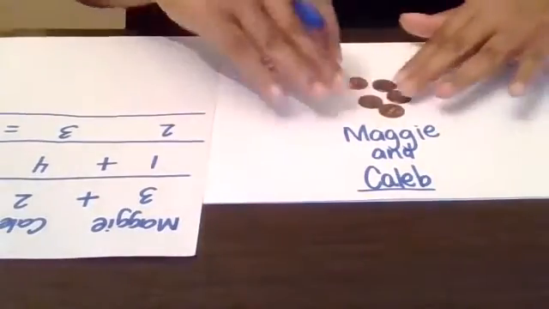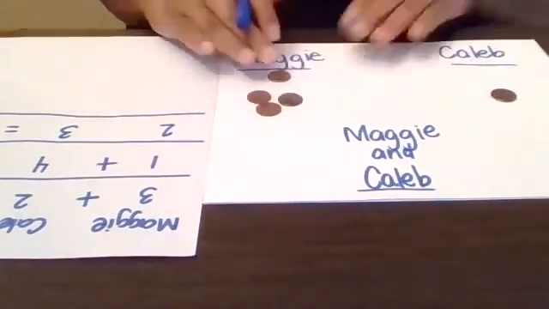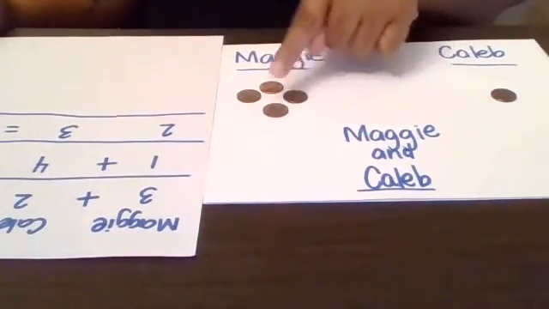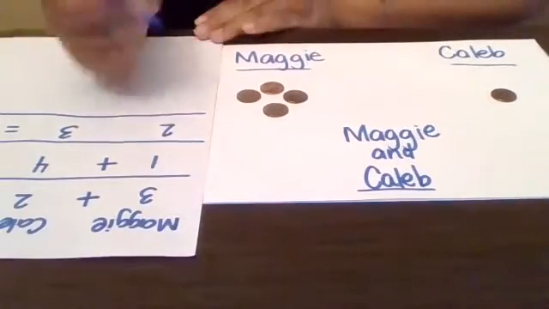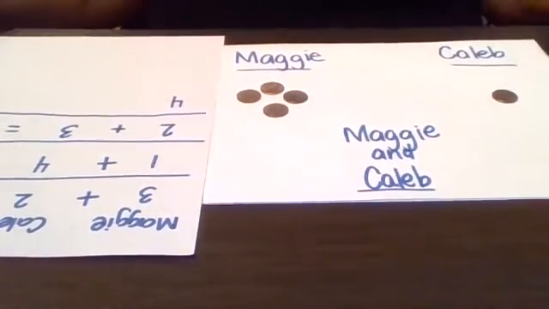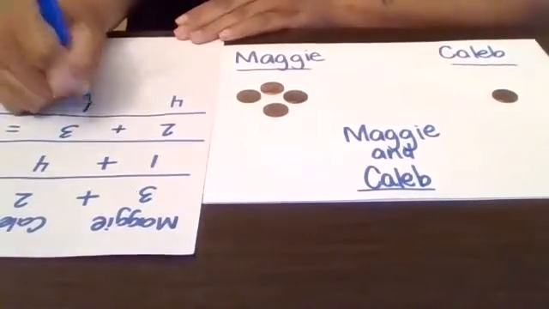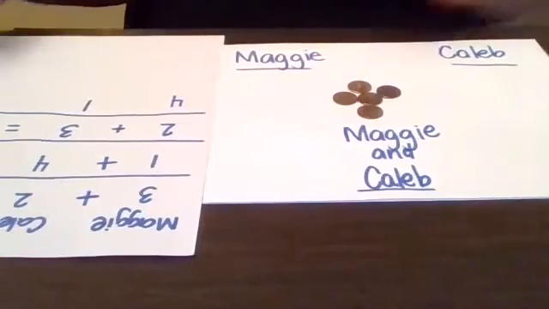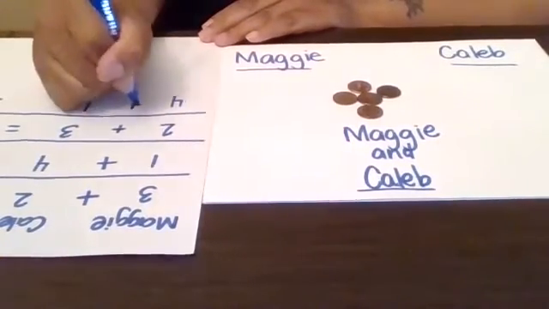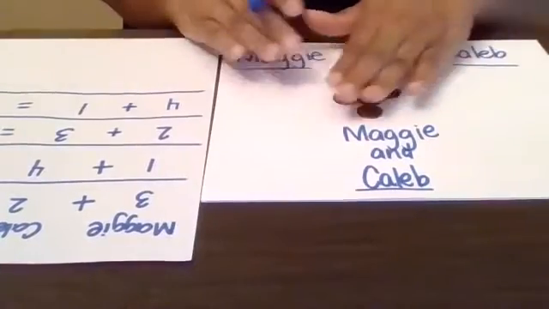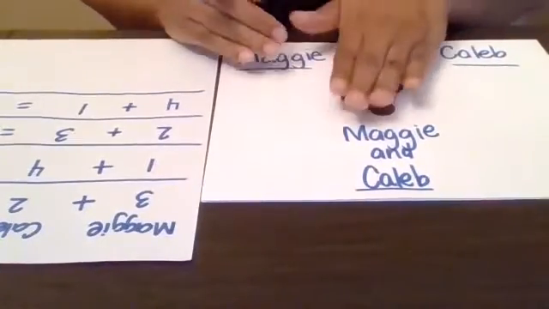Let's put them together and split them apart again. Now Maggie has how many? Let's count. 4. Caleb has how many? 1. Bring them all together. We still have what? 4 and 1 makes what? 5. So I'm going to add my symbols. All right, one more. Well, 2 more actually.